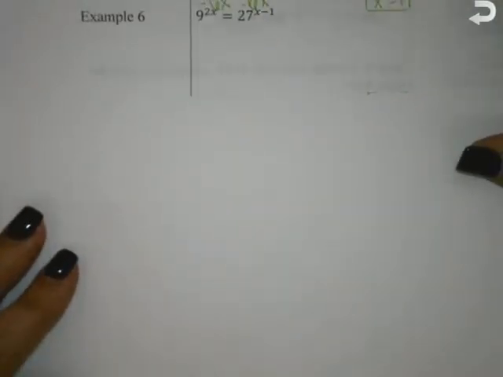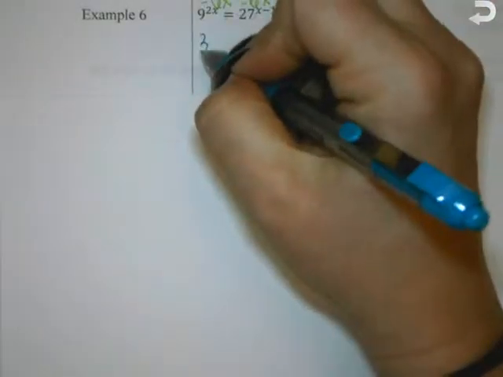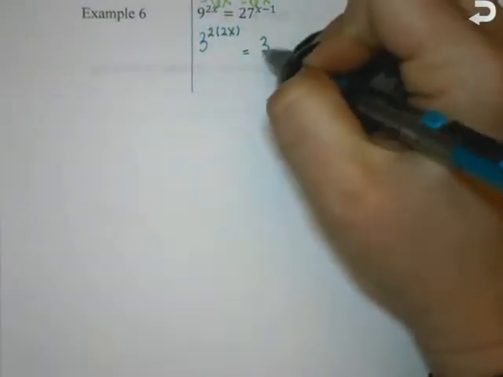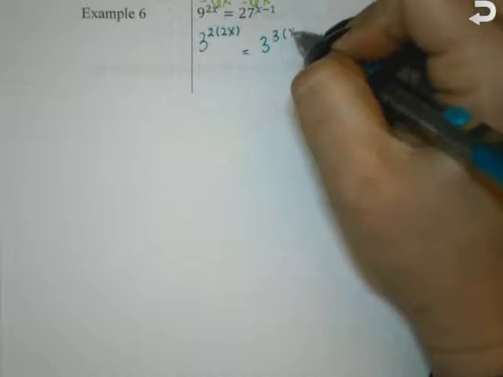9 to the 2x equals 27 to the x minus 1. Okay, I have a base of 9 and a base of 27. Can I rewrite 27 as a base of 9? No, but I could rewrite both of them as a base of what? 3. So this is going to be 3 to the second times 2x equals 3 to the what? Third times x minus 1. Good.